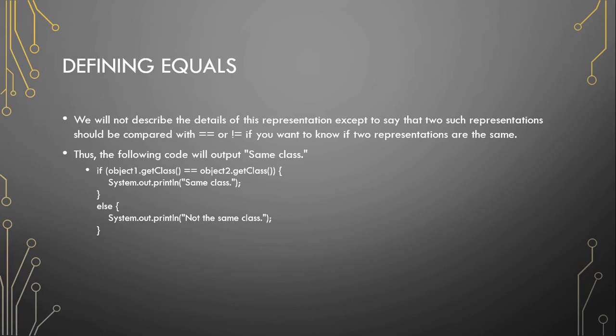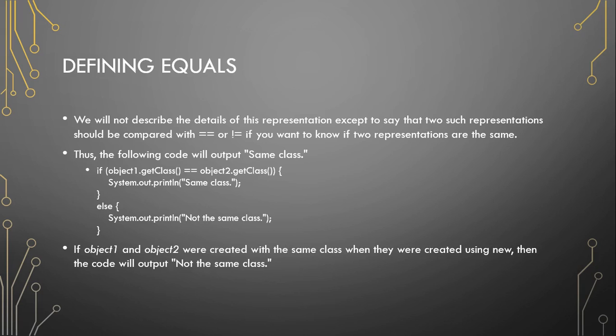Thus, the following code will output "same class": if (object1.getClass() == object2.getClass()) System.out.println("Same class"); else System.out.println("Not the same class"). If object1 and object2 were created with the same class using new, then of course the code will output "same class".